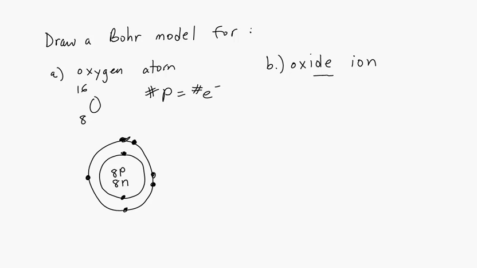This is part 2 of this video. We'll look at drawing a Bohr model for the ion. In grade 10, you only need to be able to draw Bohr models up to atomic number 20, which is calcium. Once you start getting into the larger elements, the rules that we've learned don't always apply.